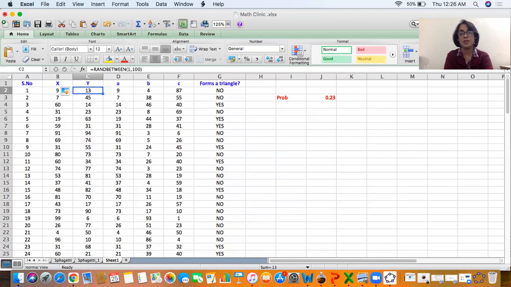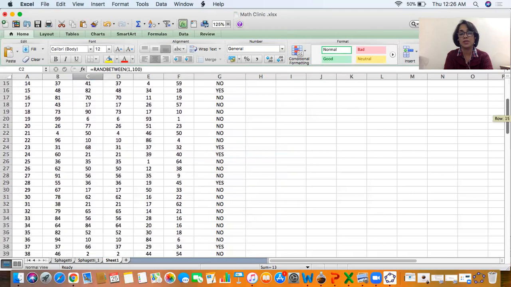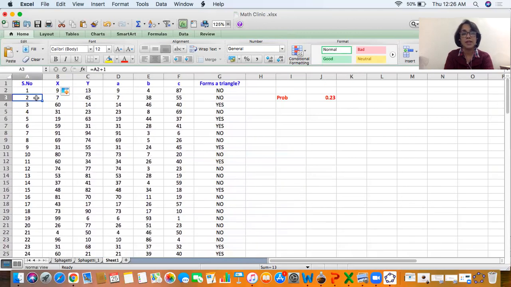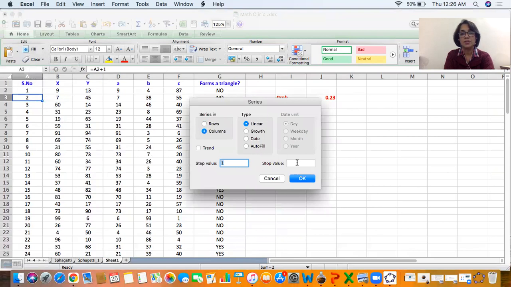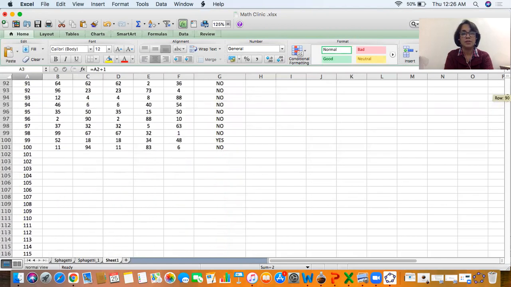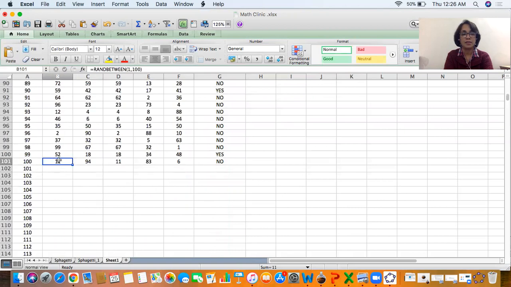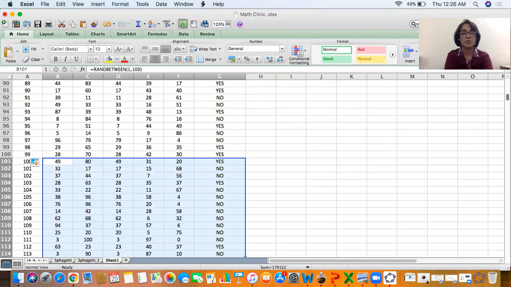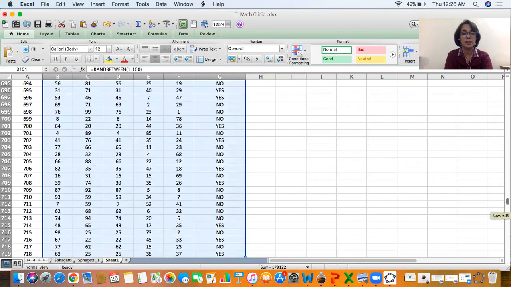What happens if I do 1,000 simulations instead of 100 simulations? For that, I can go back to this cell and generate a column of 1,000 numbers, say 1 to 1,000. So instead of simulating only 100, suppose I simulate 1,000 broken spaghetti sticks. Now I can come down, select all these and double click. So the entire sheet now has 1,000 simulations. If you go down, you can see the 1,000 simulations.